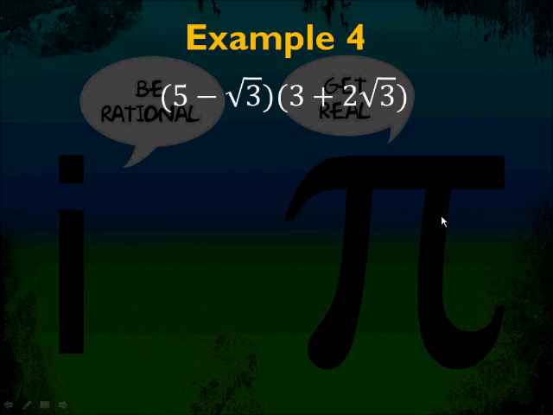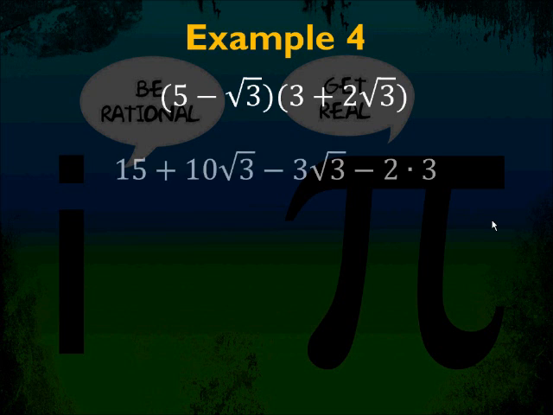Now, we do not have a conjugate. You will have to use FOIL. 5 root 3 times quantity 3 plus 2 root 3. So you can use FOIL. So let's do 15, that's the first term, plus 10 root 3, that's the outer term, minus the inner term, which is negative 3 root 3, minus the last term, which is negative 2, times square root of 3 squared, which is negative 2 times 3, or negative root 3 times 2 root 3.